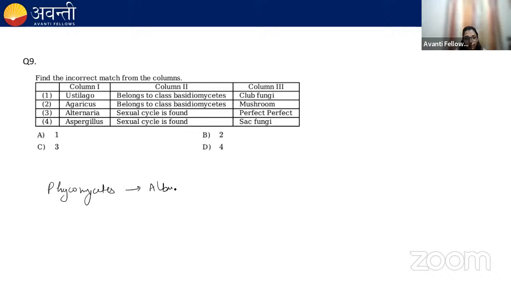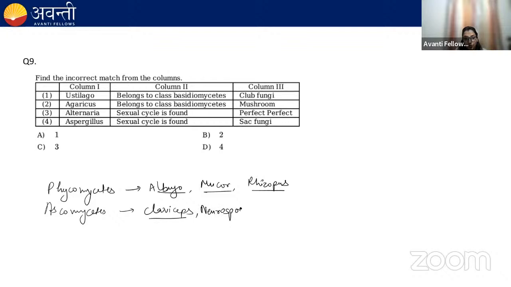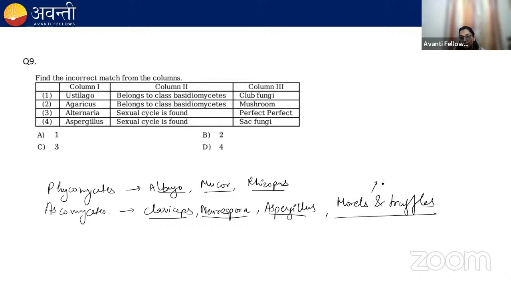Moving next, find the incorrect match from the column. Phycomycetes includes Albugo, Mucor, Rhizopus. Ascomycetes includes Claviceps, Neurospora. Remember, Neurospora is used for biochemical and genetic work. Important, okay? Remember this. Aspergillus. The morels and truffles are also present. Morel and truffle, they are the edible fungi. Remember this.